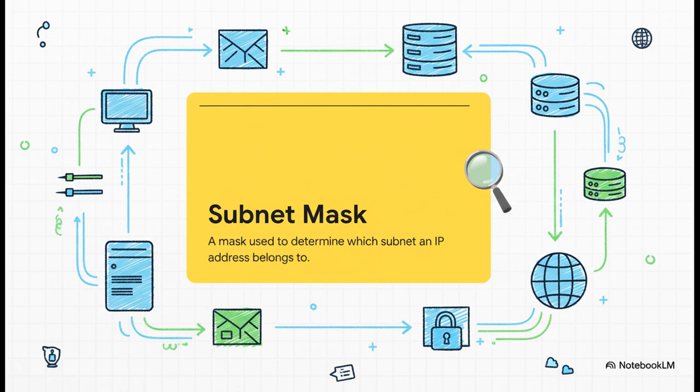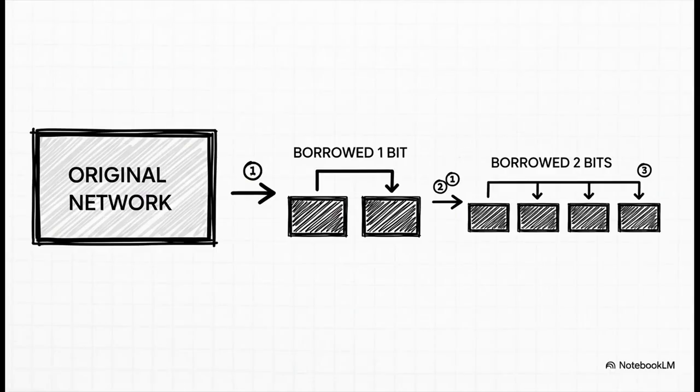You can think of it like a stencil or a template that you lay on top of an IP address. It's the tool that tells every single device which part of the address is its network name and which part is its own unique name. It defines the boundaries of all your new little subnets.